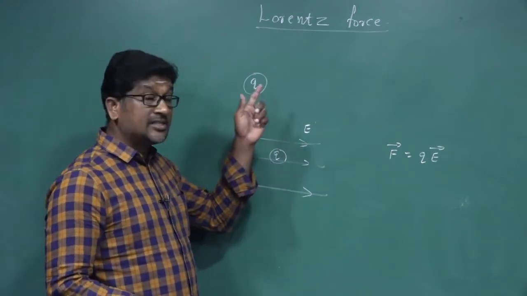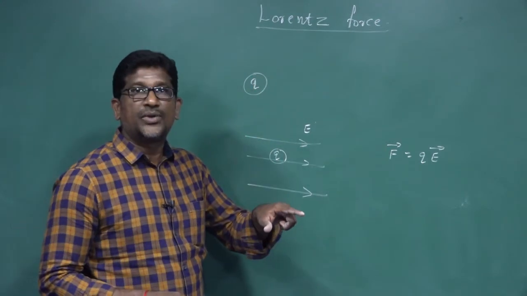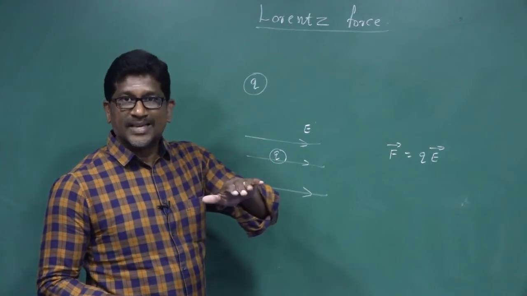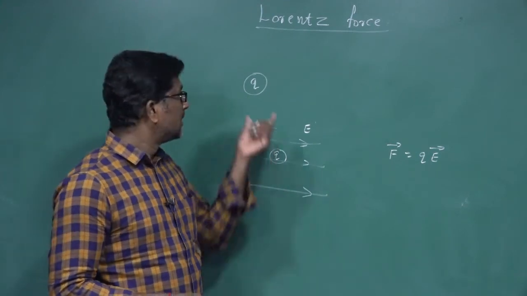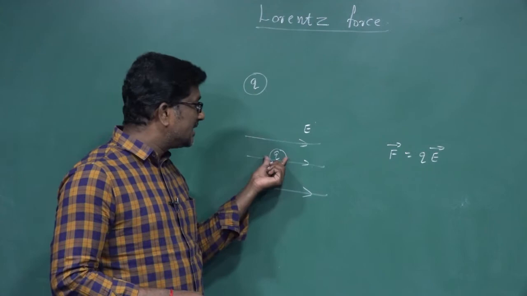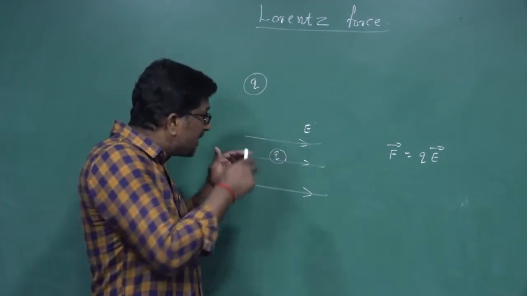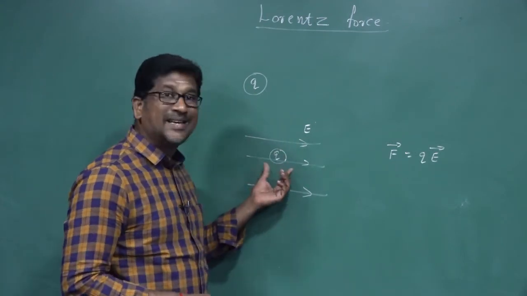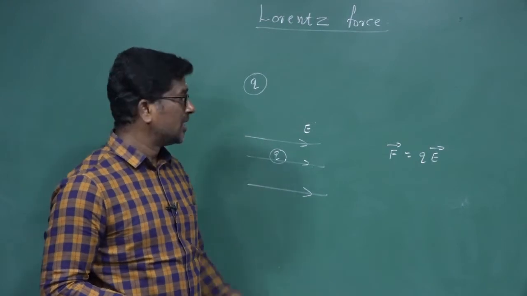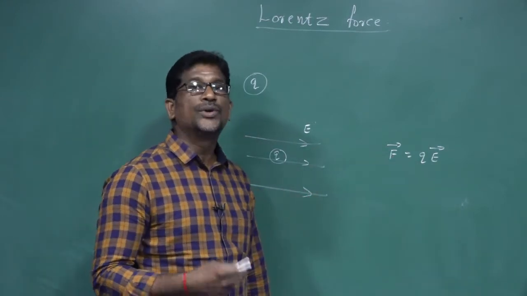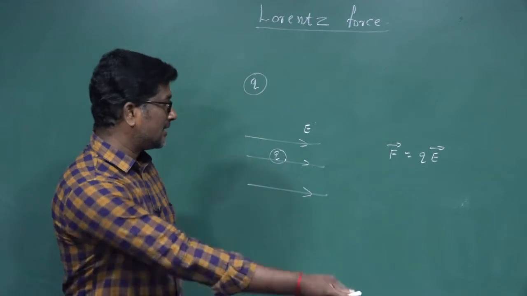Here, if the charge is placed inside the magnetic field, it does not experience magnetic force. But if the same electric charge is placed inside the electric field, keeping it stationary, it experiences a force called electric force. It is given by F vector is equal to Q into E vector, right?